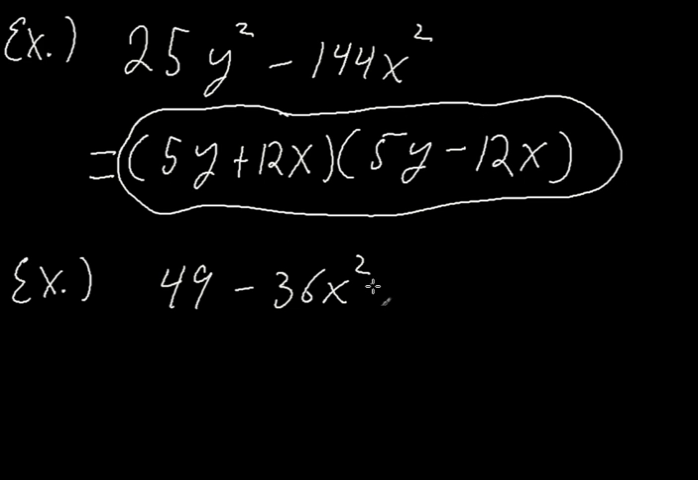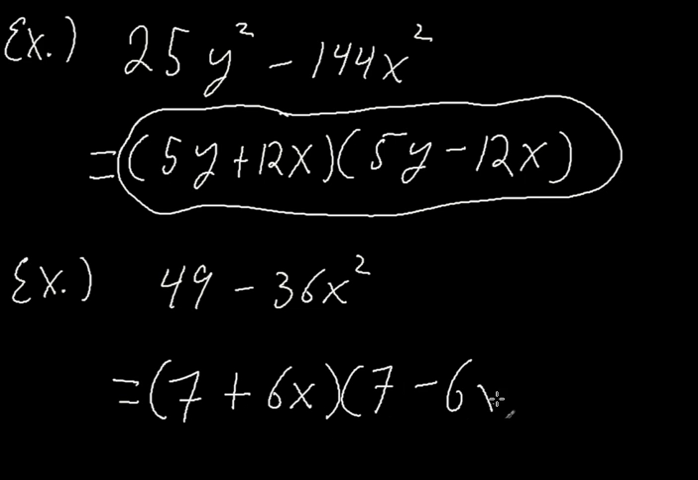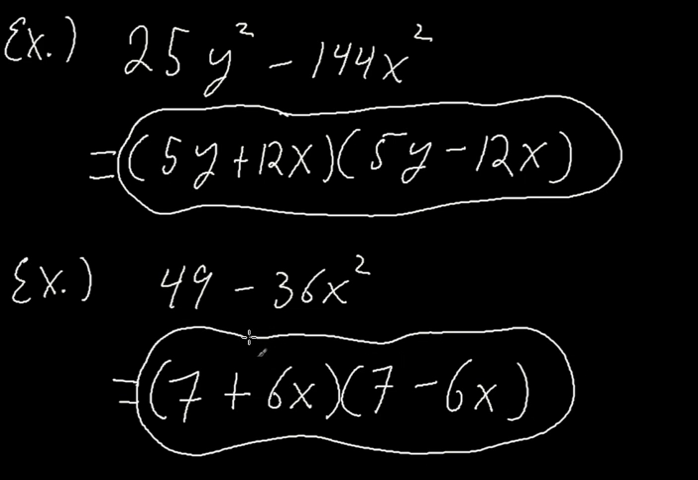49 minus 3x squared. Well, the variable's on the other end here of the binomial, but that's okay. That's no big deal. 49 is 7 squared. So 7 plus 6x, 7 minus 6x. There, it's just about identifying which type we're looking at.